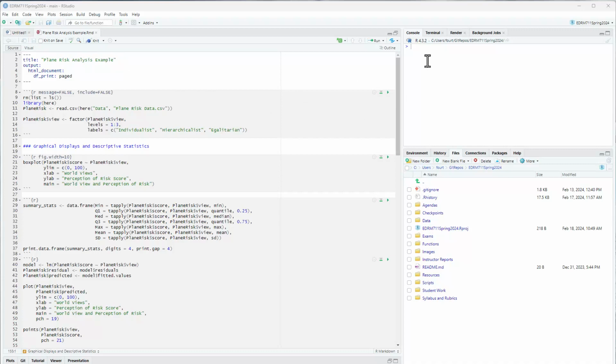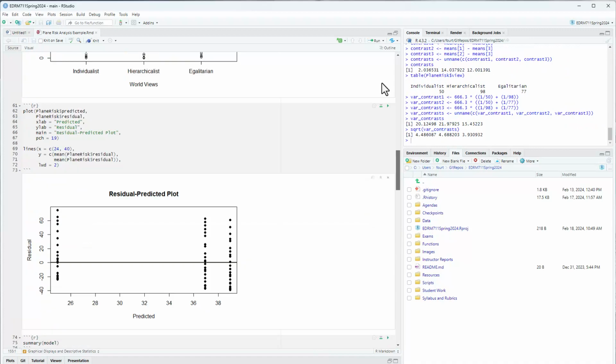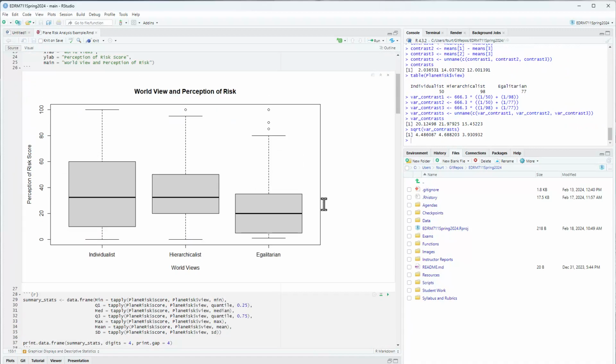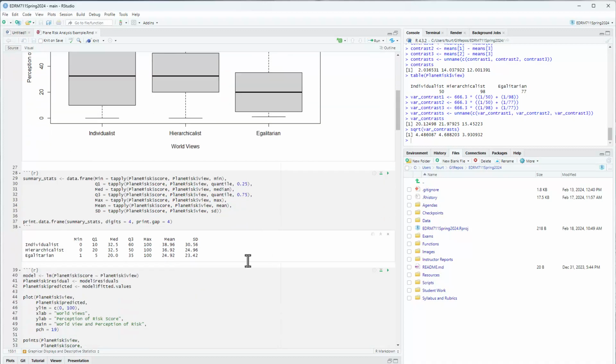Let me do a run all on this so we can take a look back at our box plots to remind ourselves what these groups look like. We have here a table of descriptive statistics, and we're focusing primarily on means. So these are the sample means, 38.96, 36.92, and 24.92.